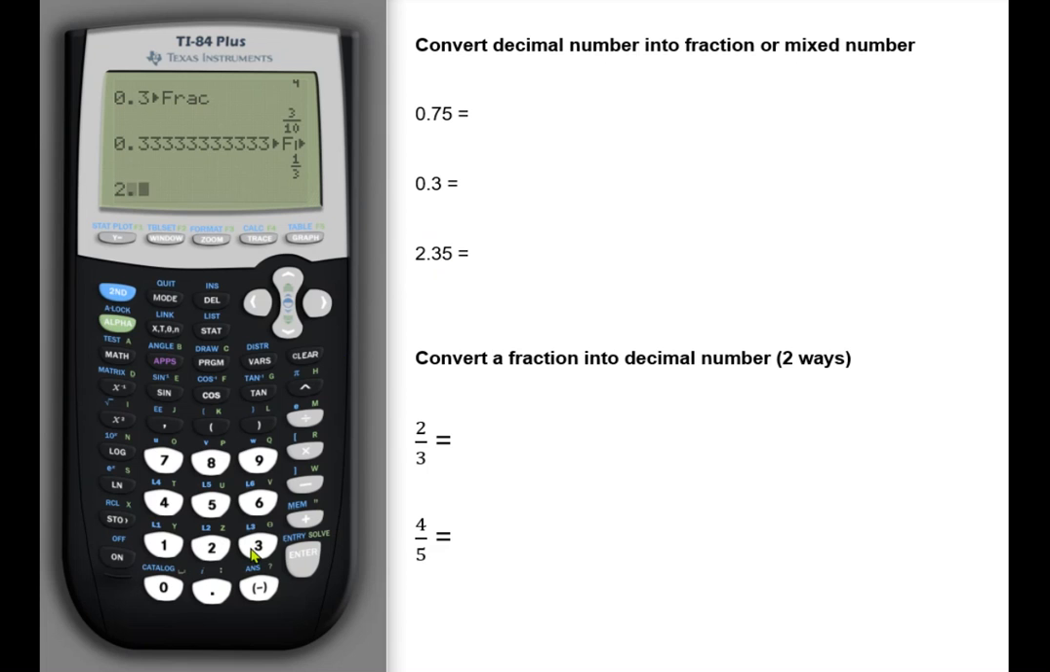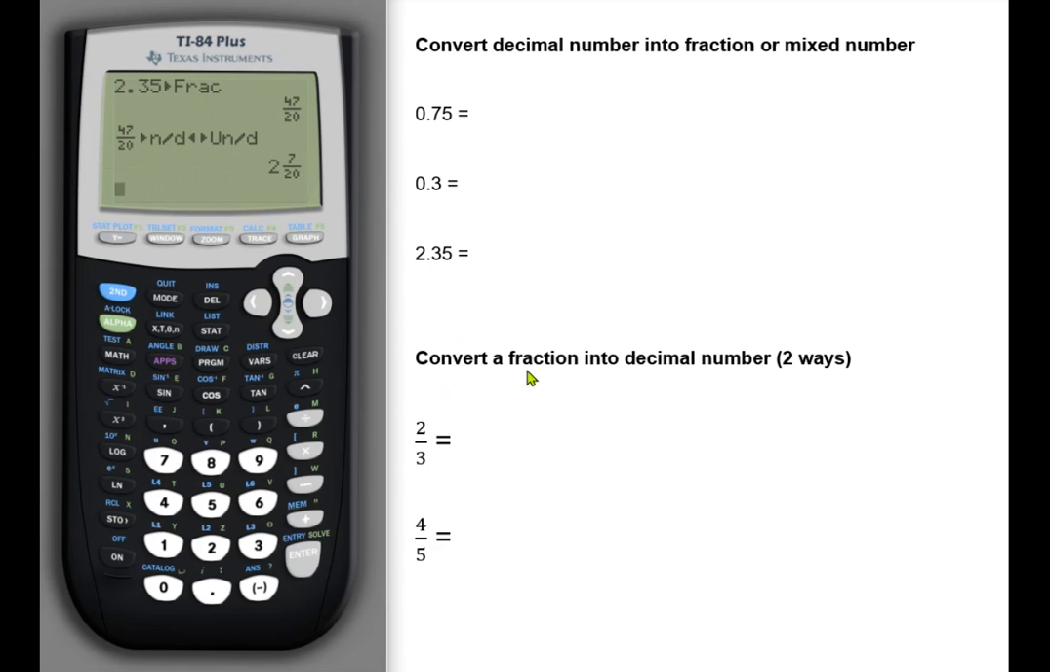For 2.35, the same thing, enter the number, hit math button, and hit enter twice. Now we have improper fraction. If you want to convert decimal number into mixed number, you would have to convert into improper fraction first, like I did here. Then you take improper fraction, hit enter, then hit alpha and y equals, and pick number 3. That's improper fraction converted into mixed number, and hit enter twice. And this will be your mixed number.